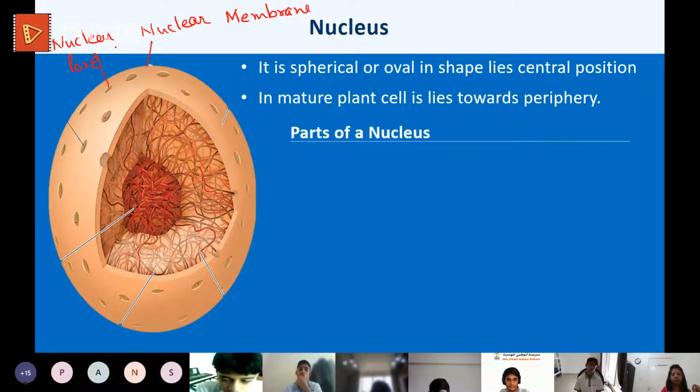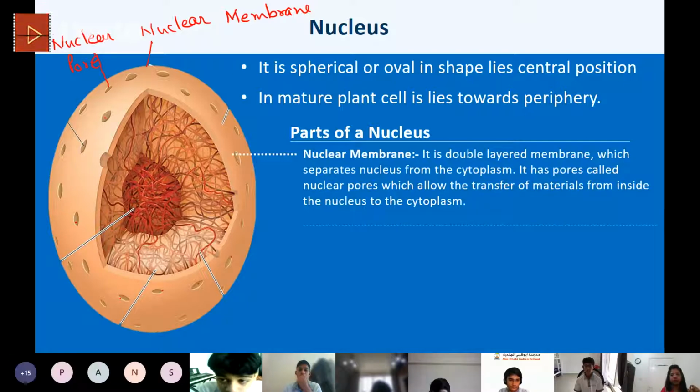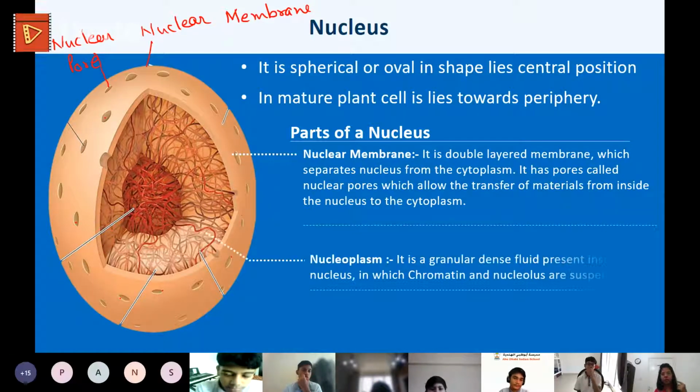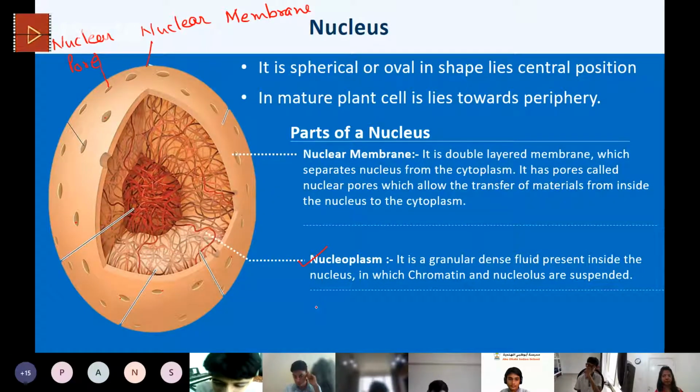So what is the nature of this nuclear pore? Any substance from the nucleus, if it wants to go out, will go through this nuclear pore. Now, whatever is present inside the nucleus is called nucleoplasm. What can you see inside the nucleoplasm? Tell me your opinion. What all things are there inside the nucleus?